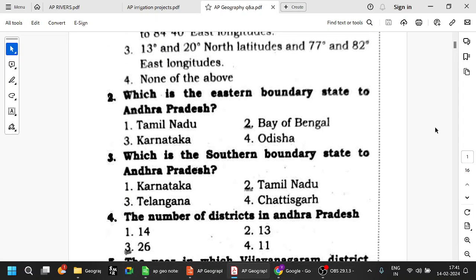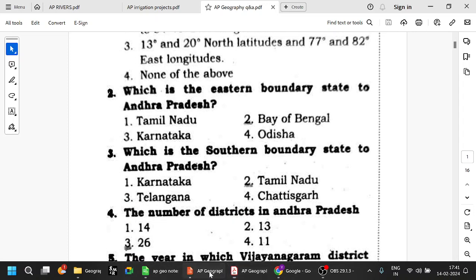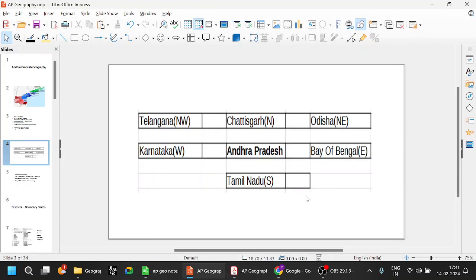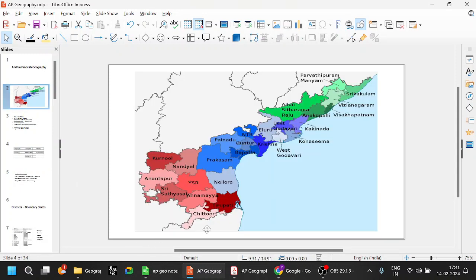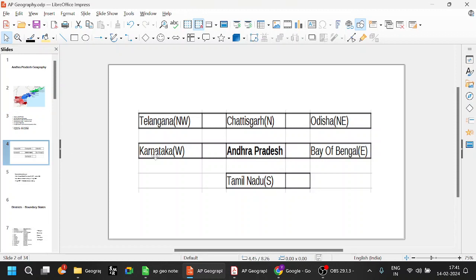Which is the eastern boundary state to Andhra Pradesh? So, if you look at Andhra Pradesh boundaries, you have Telangana in the northwest, Chhattisgarh in the north, Odisha in the northeast, Karnataka in the west, Bay of Bengal in the east, and Tamil Nadu in the south. Okay, again, Tamil Nadu in the south, Chhattisgarh in the north, Telangana in the northeast, and on the eastern side what you have is Orissa, right? Orissa, Bay of Bengal, and let's go back. See what did we miss? Telangana, Karnataka, Bay of Bengal, Odisha, Chhattisgarh, and Tamil Nadu.